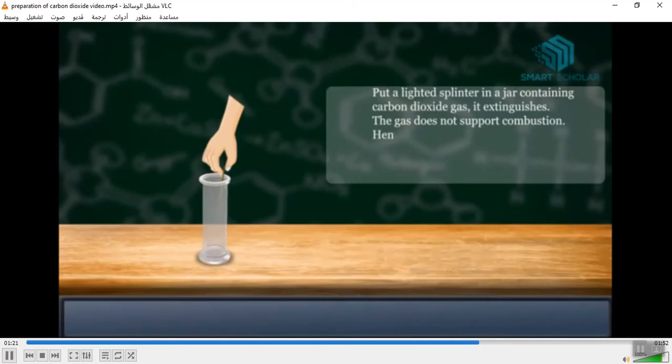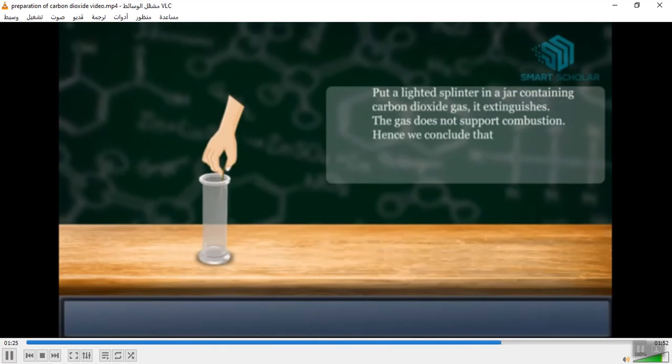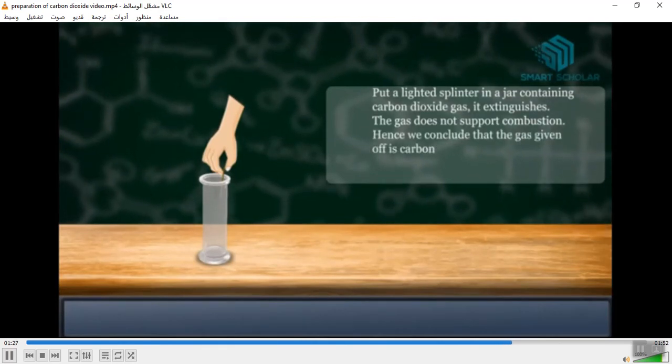The gas does not support combustion. Hence we conclude that the gas given off is carbon dioxide.